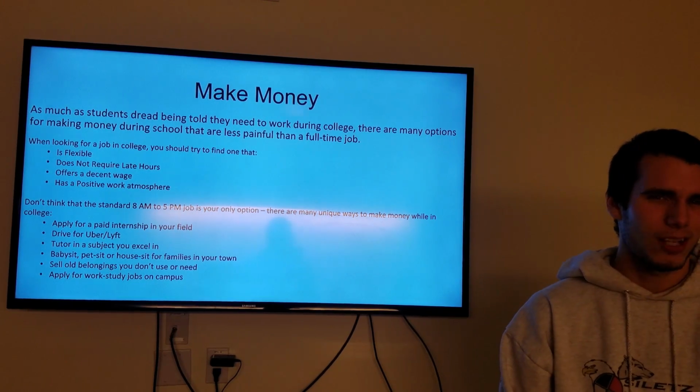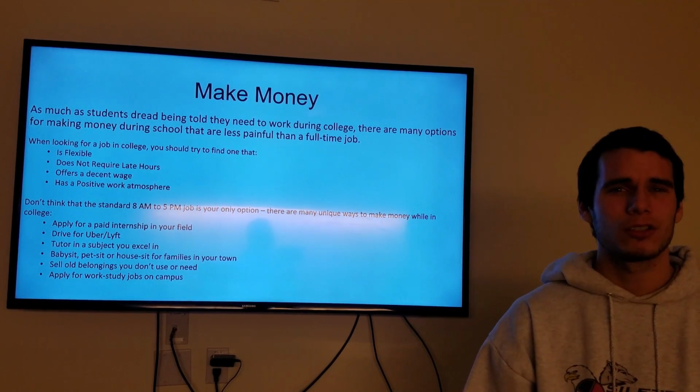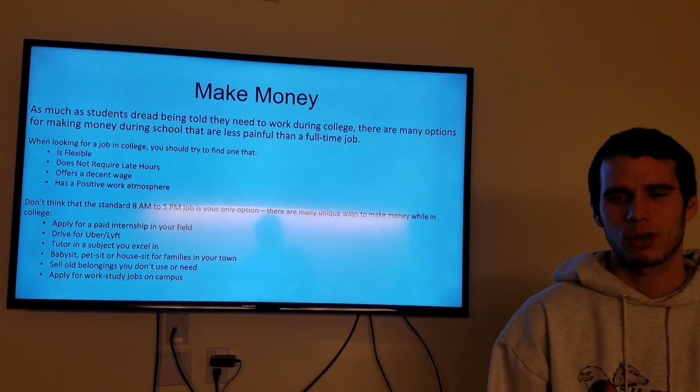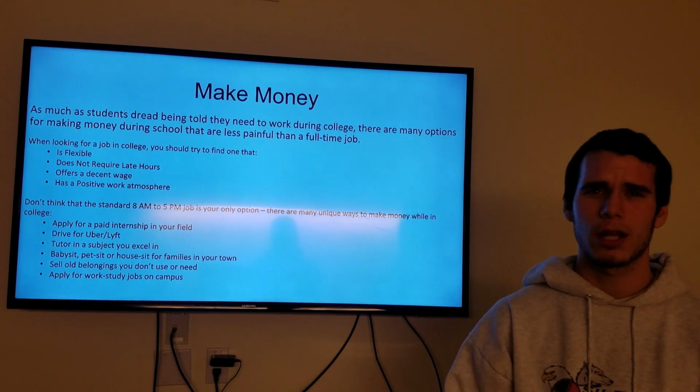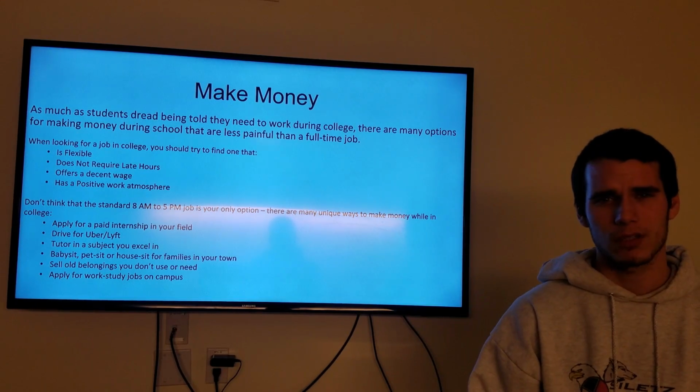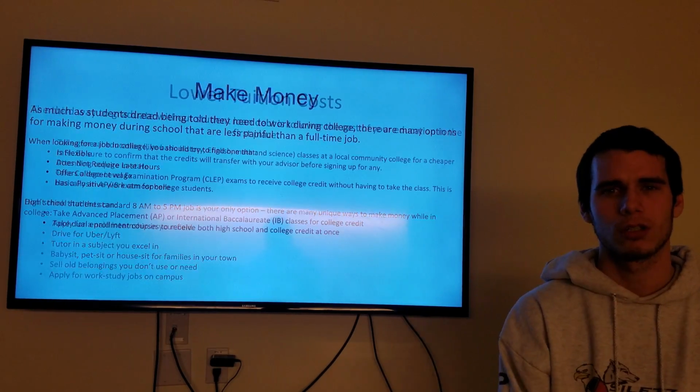As well as if you got a lot of old things, I would recommend selling your old belongings you don't use anymore. Your old laptops, your old clothes, just things like that. And another big thing many people don't know, you can also apply for work-study jobs on campus, and that can help go towards your tuition.